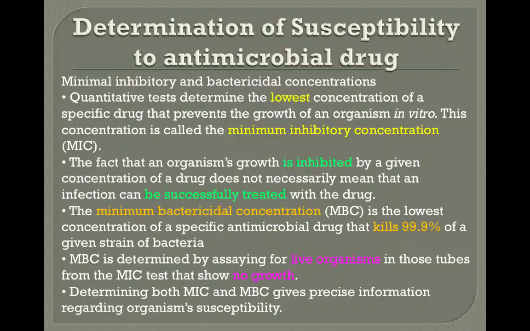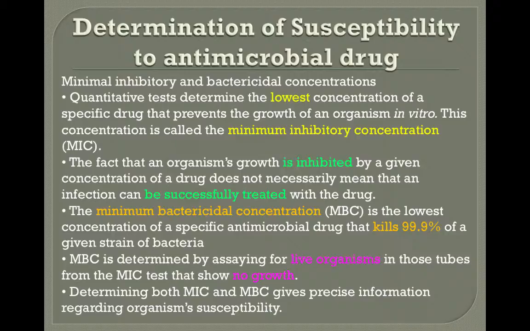These are going to be the minimum inhibitory concentrations and the minimum bactericidal concentrations. So these are quantitative tests. You can actually collect data, collect numbers, and determine the lowest concentration of a specific drug that prevents the growth of an organism in vitro. Okay? This concentration is called the minimum inhibitory concentration.